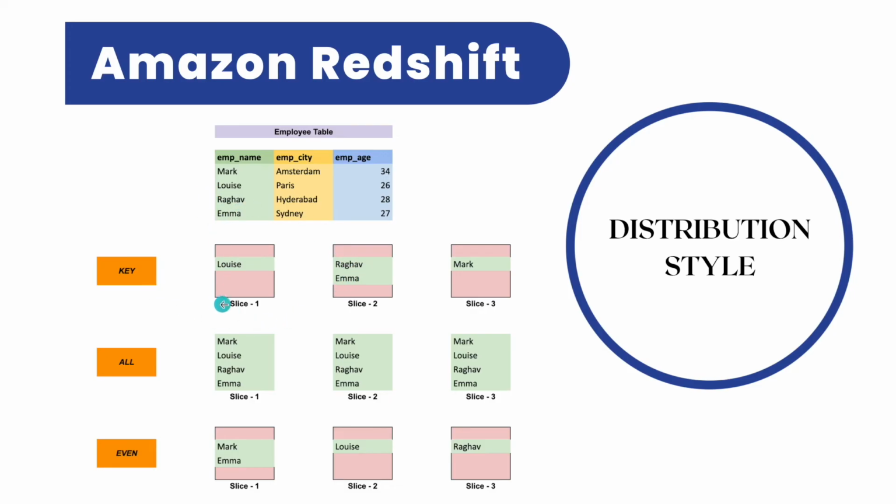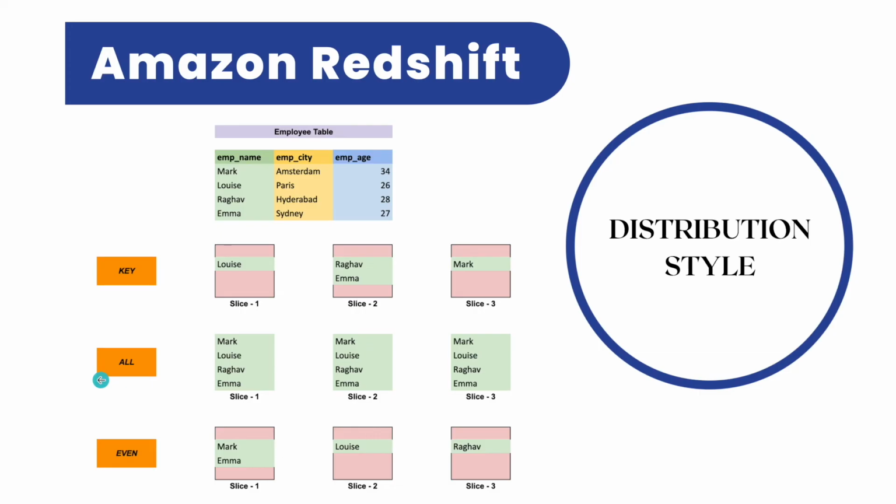So now you can see all the slices hold some portion of the table, but how it determines which portion will go into which slice, that is using the key column, which is nothing but employee name in this case. If this is clear, we'll move to the next distribution style, which is all.